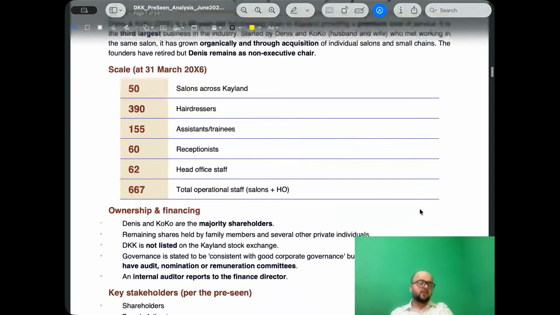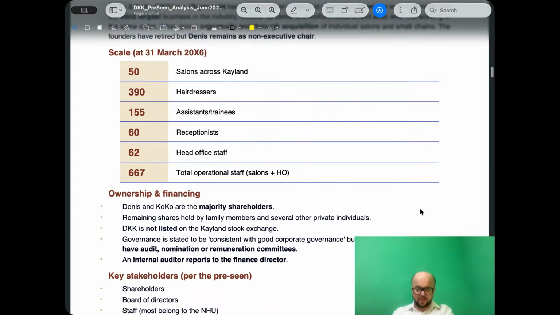Now, how are things on 31st of March? You have 50 salons across Kalen. There are 390 hairdressers, 155 assistants and trainees. You have 60 receptionists, 62 head office staff, and 667 total operational staff. So across salons and head office, you have 667 operational level workers. These might not be skilled workers, unlike hairdressers, who are skilled workers.